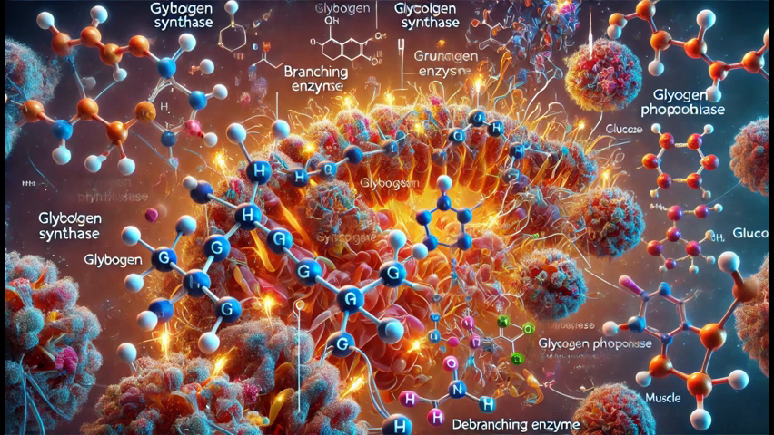Right, but here's where allosteric control comes in. In muscle tissue, when you're exercising and burning through energy, a molecule called AMP starts to build up. AMP, what's that? It's a signal that the cell is running low on ATP, its primary energy source. So it's like a little red flag saying we need energy stat. Exactly. And here's the cool thing. AMP can actually bind to glycogen phosphorylase B directly.